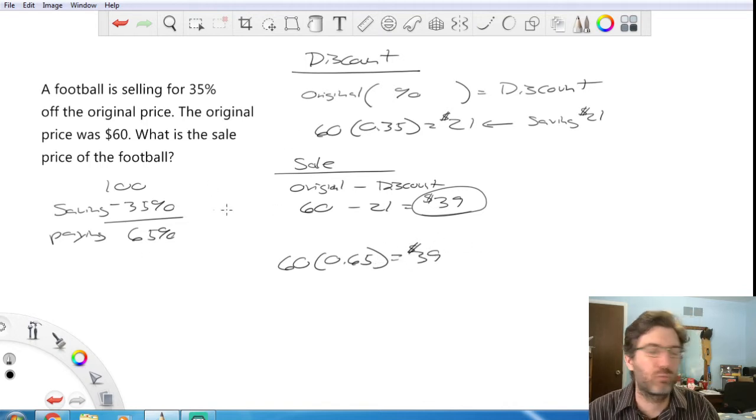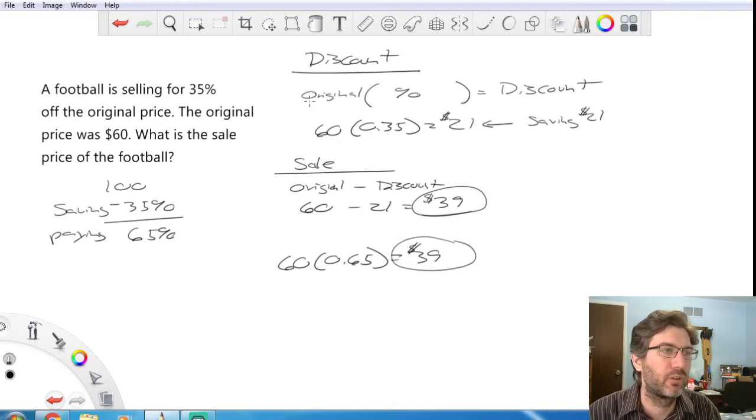But just keep track of what you're actually solving for. These are solving for sales price. This is solving for how much you actually save. This here is your discount, not your sales price.